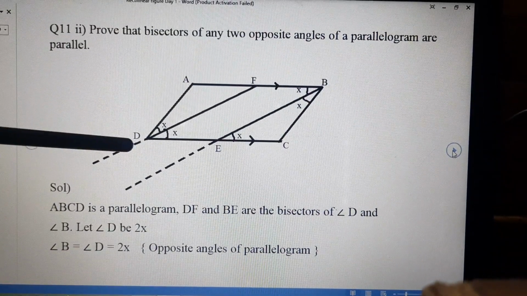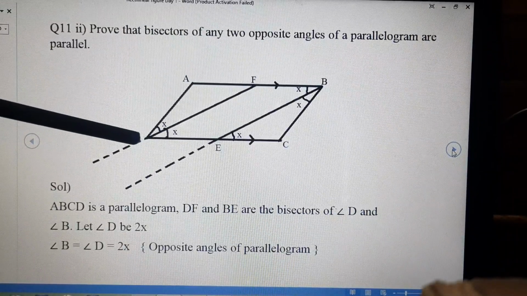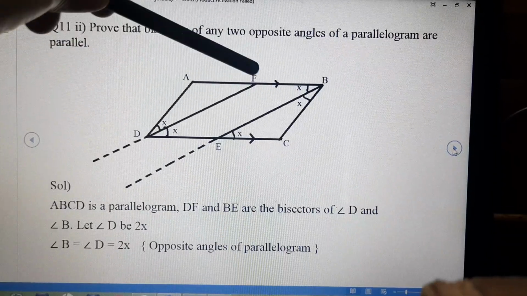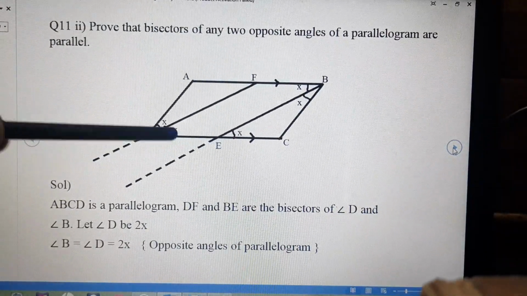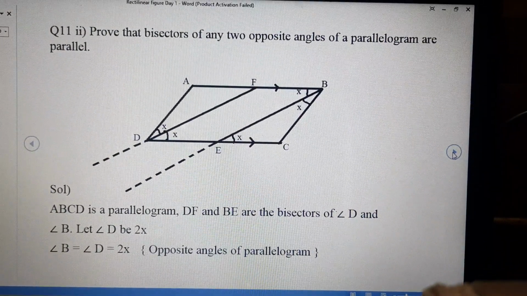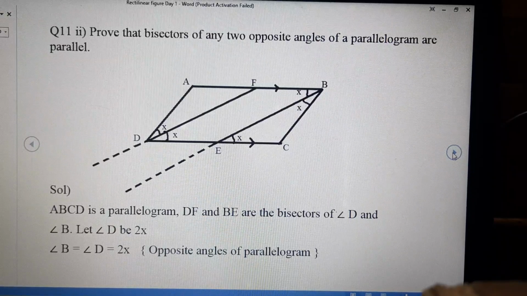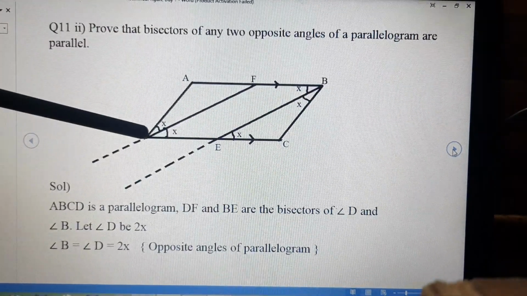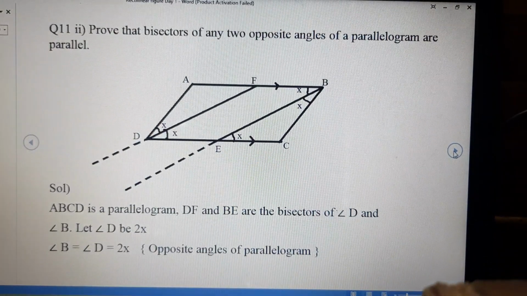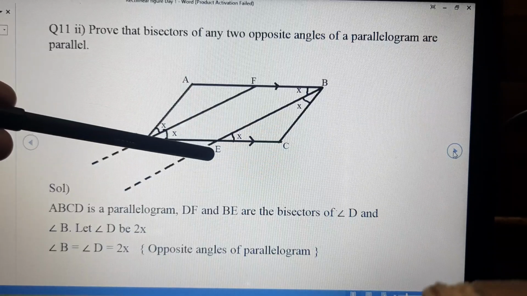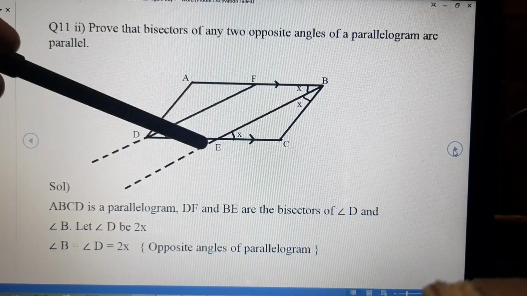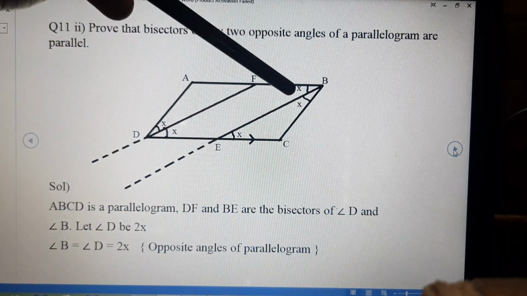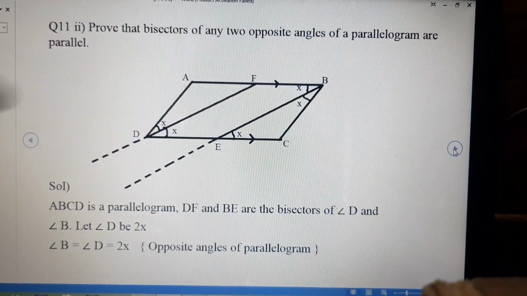As we know that opposite angles of a parallelogram are equal, so if complete angle D is 2x, then complete angle B will be 2x. DF is the angle bisector of angle D. So angle ADF becomes x. Angle FDC becomes x. Because it is bisecting, complete angle D is 2x. We have assumed complete angle B was 2x because opposite angles of a parallelogram are equal. As BE is a bisector, angle EBC becomes x, angle EBA becomes x.